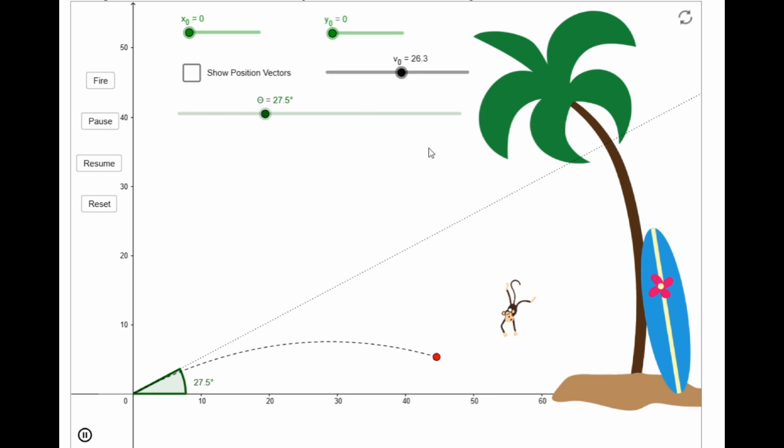Trajectories: the bullet and the monkey follow different trajectories, but both are governed by the same downward acceleration due to gravity. Overall, this scenario demonstrates the principle of projectile motion under the influence of gravity.